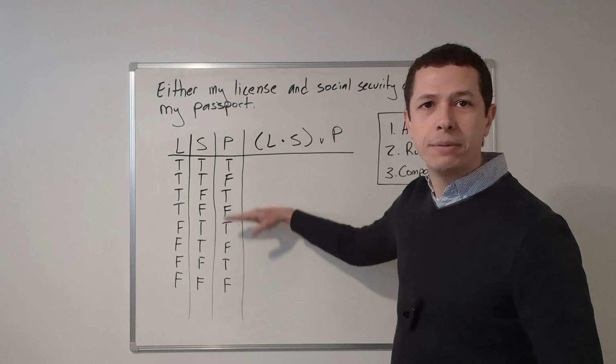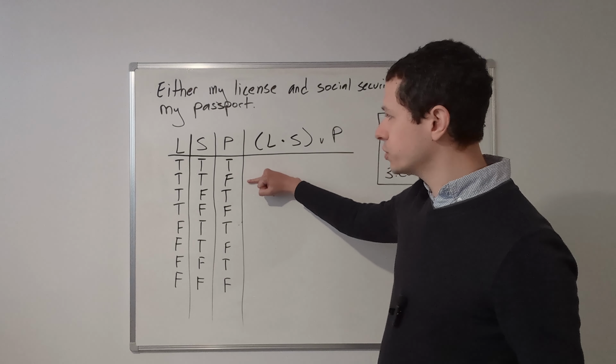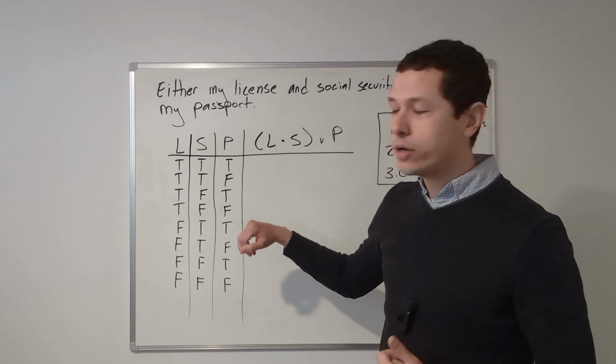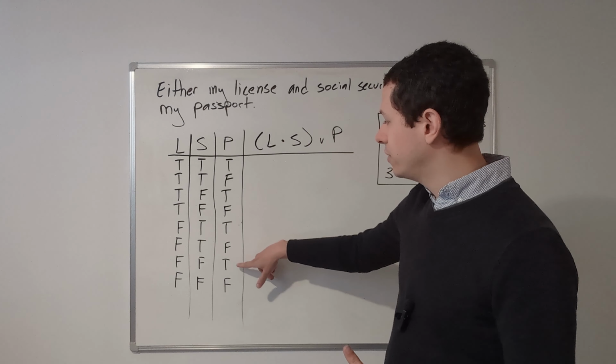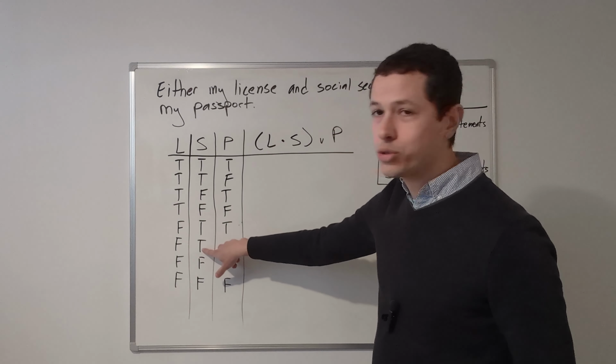And then you've got a bunch of options somewhere in between. So this is the world in which I brought my license and my social security, but I did not bring my passport. This is the world in which I brought only my social security card.